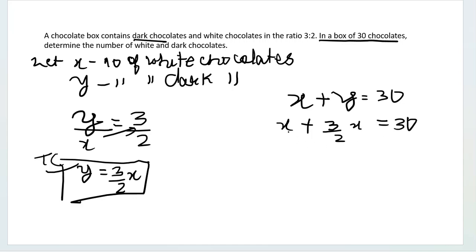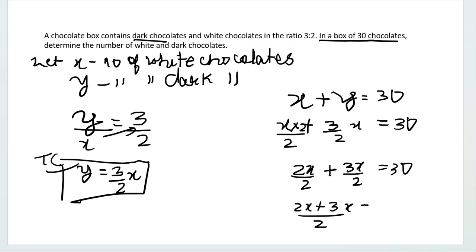Now to add, this is a number and this is a fraction. To add this, we have to make the base same. Therefore, we multiply this by 2 and down also we multiply by 2. x into 2 becomes 2x upon 2 plus 3x upon 2 is equal to 30. Now the base is same, so we write 2x plus 3x upon 2 equals 30. 3 plus 2 is 5x upon 2 is 30.